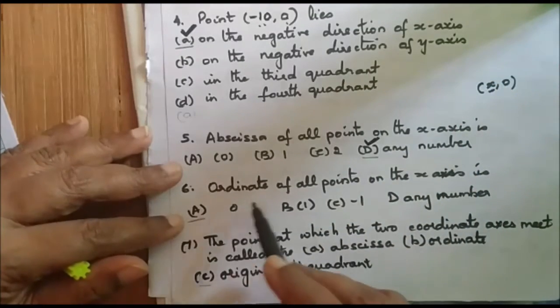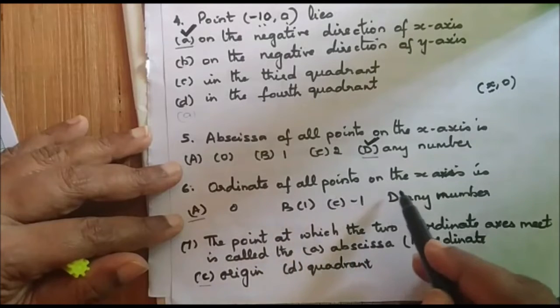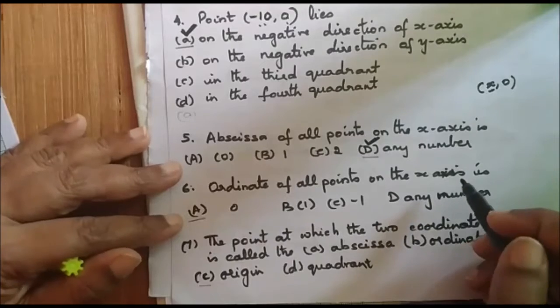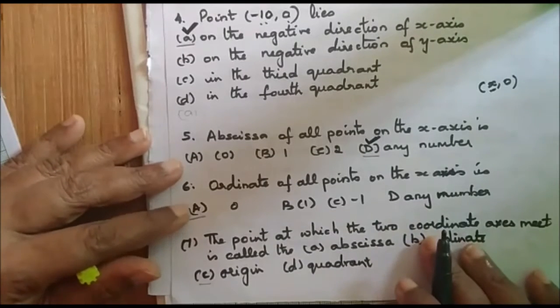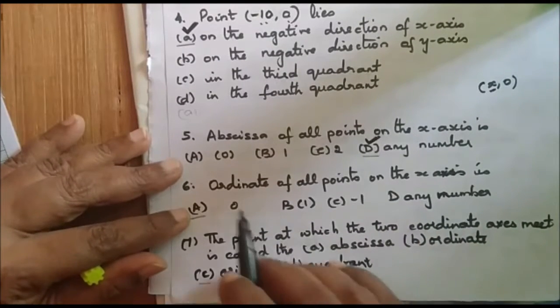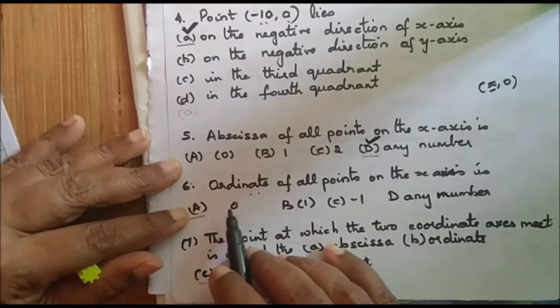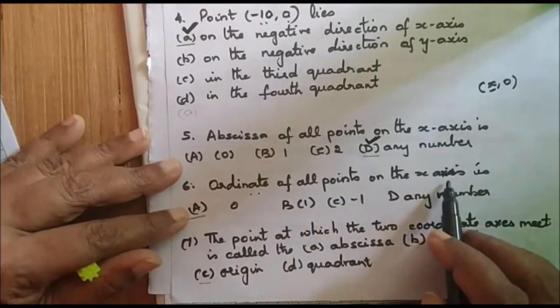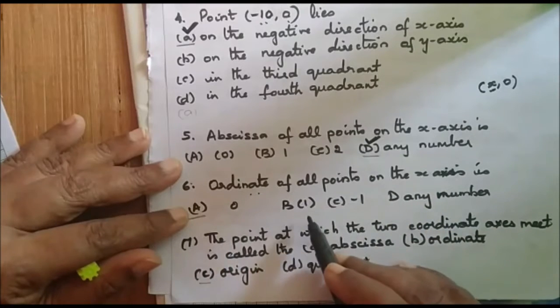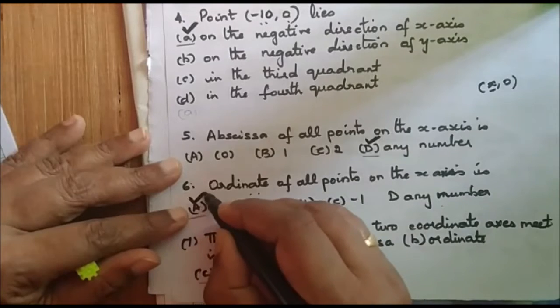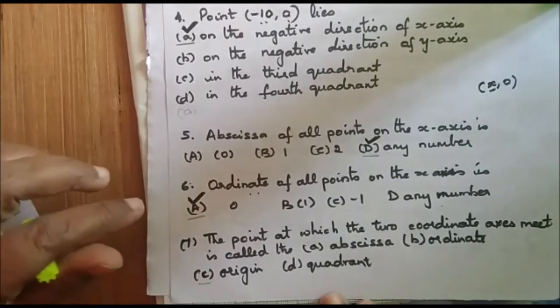Okay. Now, ordinate of all points on the x-axis. When a point lies on the x-axis, the y-coordinate is 0. So, ordinate means what? The y-coordinate. So, ordinate of all points on the x-axis is 0, 1, minus 1, any number. It is 0. Okay, so A is the correct answer.